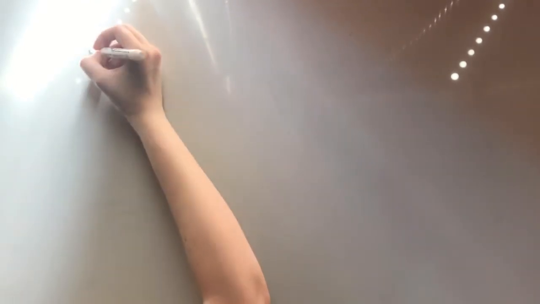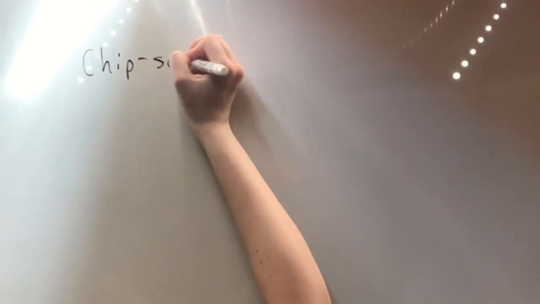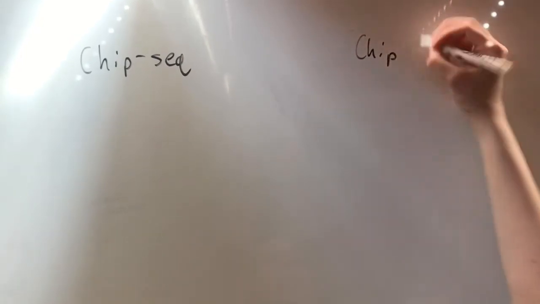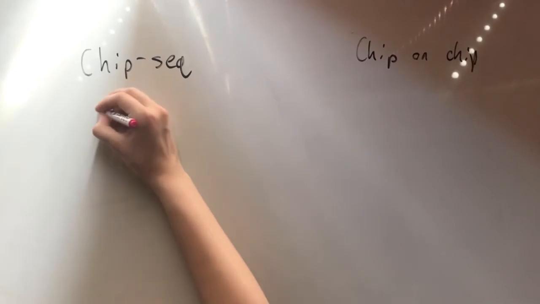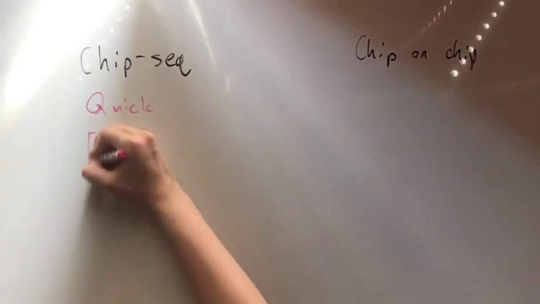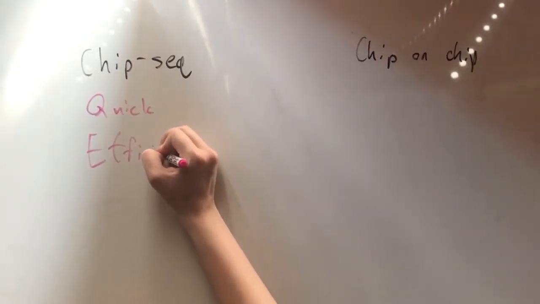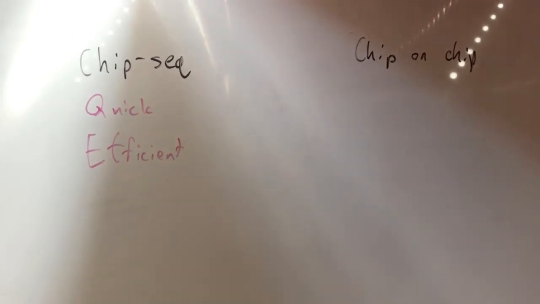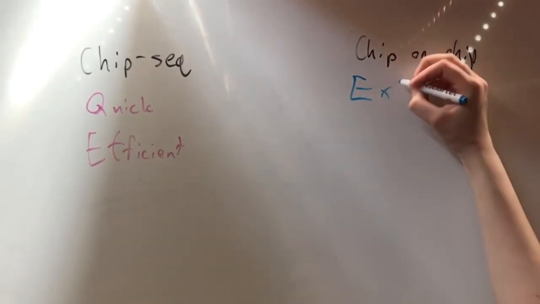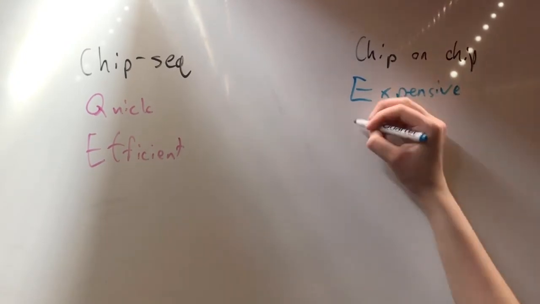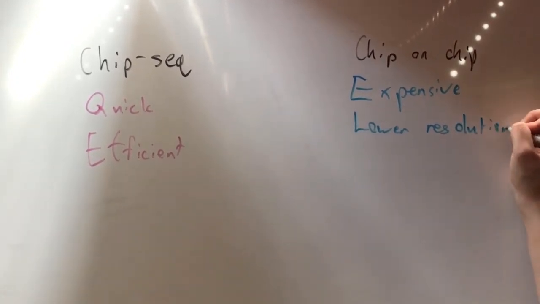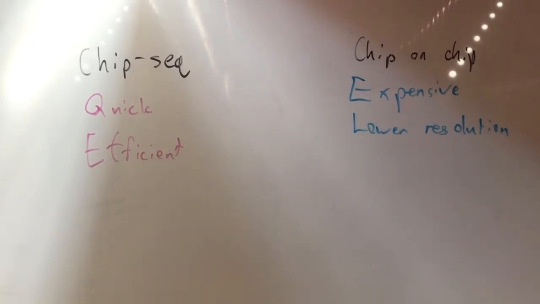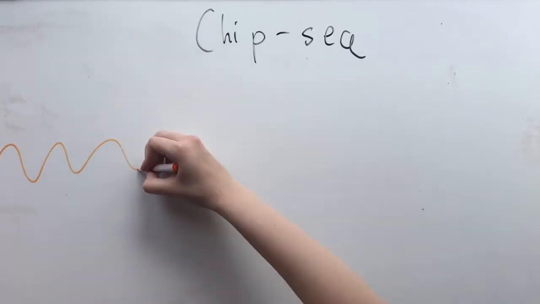Now that Michael's talked a bit about the differences between ChIP-seq and ChIP-on-chip, let's talk about why ChIP-seq is a better or more commonly used method than ChIP-on-chip. ChIP-seq can rapidly decode millions of DNA fragments simultaneously with high efficiency and relatively low cost compared to ChIP-on-chip. Since ChIP-seq provides the actual DNA sequences of the precipitated fragments, the data obtained is of higher resolution, more accurate, and more quantitative than ChIP-on-chip. Now let's go into what ChIP-seq is and how it functions.